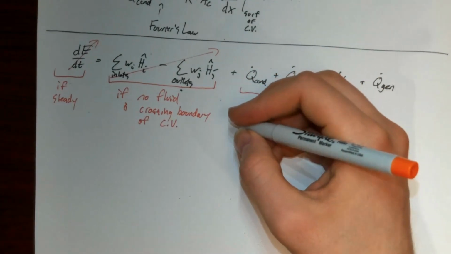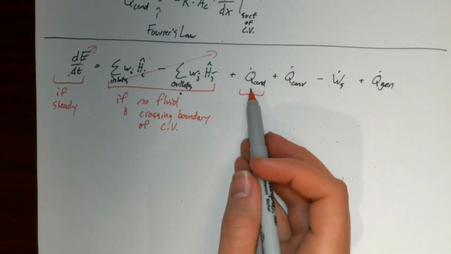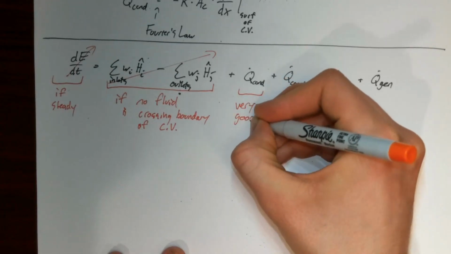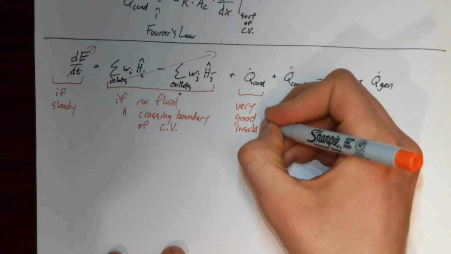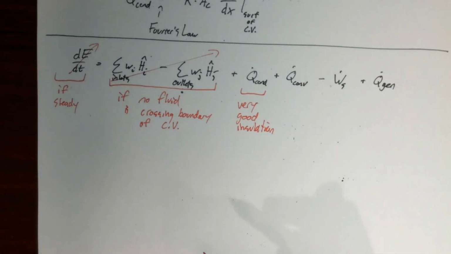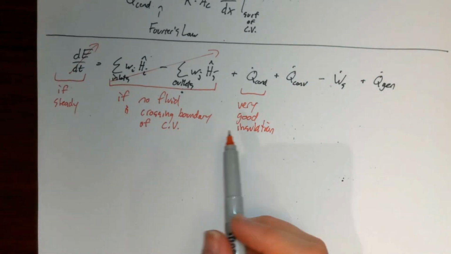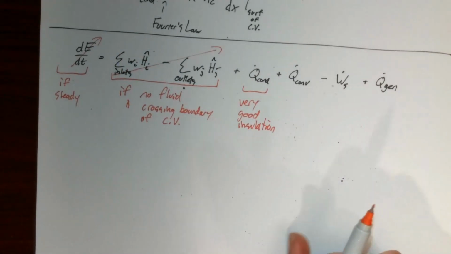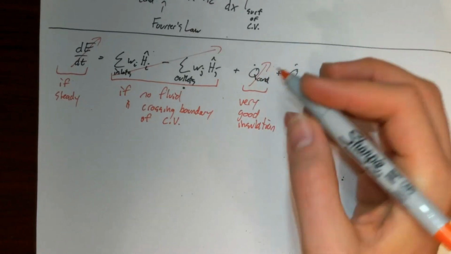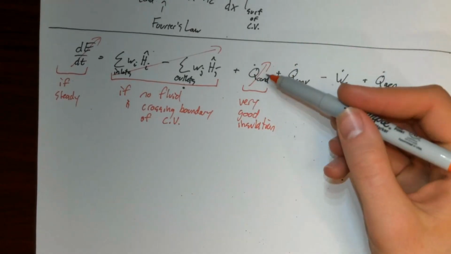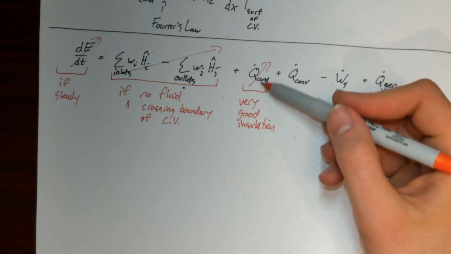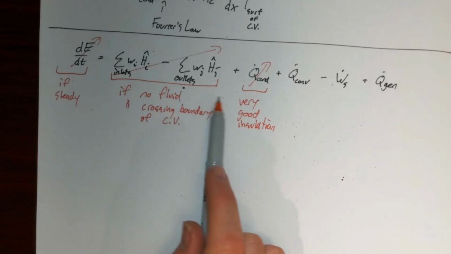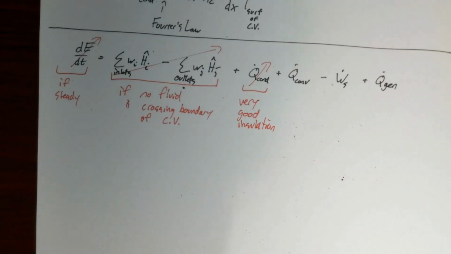If we have a system where we have very good insulation covering the solid parts, if the surface of our control volume is surrounded by very good insulation, then oftentimes we can neglect heat conduction through very good insulation if some of these other paths dominate over the heat going through our insulation.